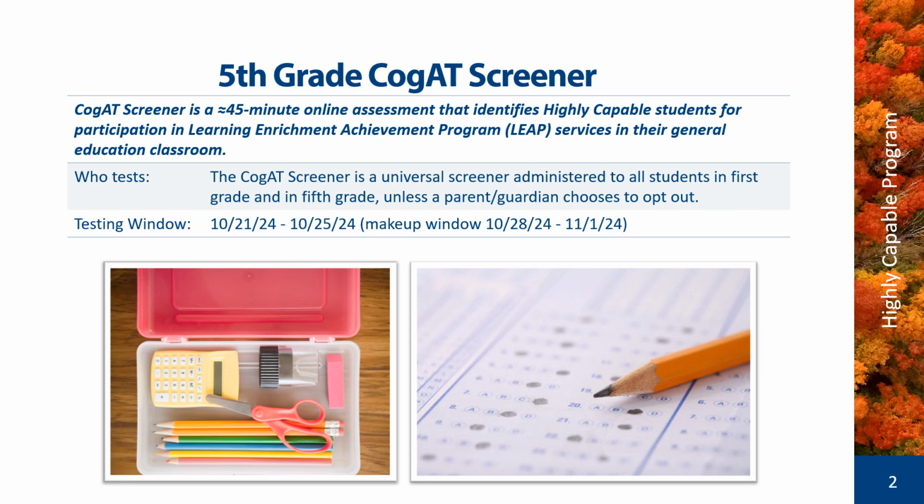Who tests? The CogAT screener is a universal screener administered to all students in 1st grade and in 5th grade, unless a parent or guardian chooses to opt out. The testing window is October 21 through October 25th, and the makeup window is the following week.